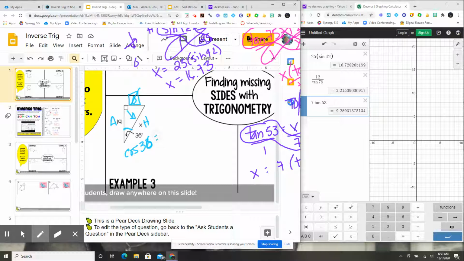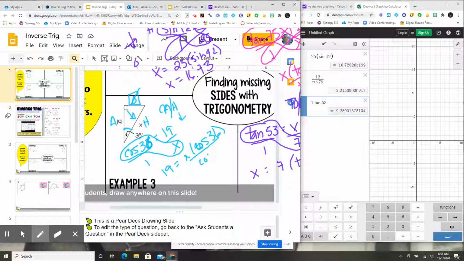Always cosine of the angle. And CA is adjacent over hypotenuse. Hypotenuse always sinks to the bottom, so hypotenuse is always in the denominator. A over H, so 19 over x. I've got an x in the denominator again, so I'm going to make it over 1. Cross multiply, so 19 equals x times cosine 36.